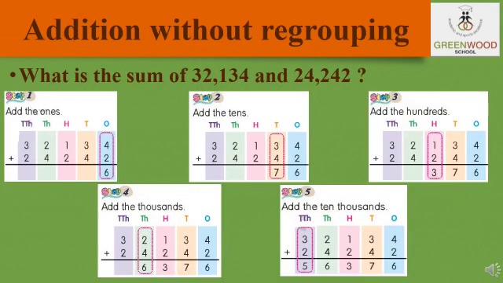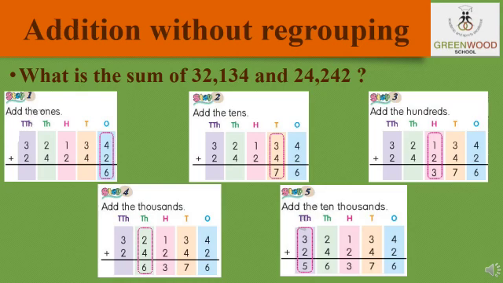First topic, addition without regrouping. Now what do you mean by without regrouping? Let's see with an example. What is the sum of 32,134 and 24,242? So let's start adding. What is the thumb rule? Addition always starts from ones place. So first we will add the numbers at ones place, that is 4 plus 2 equals 6.